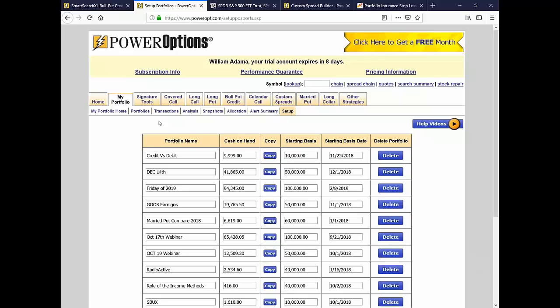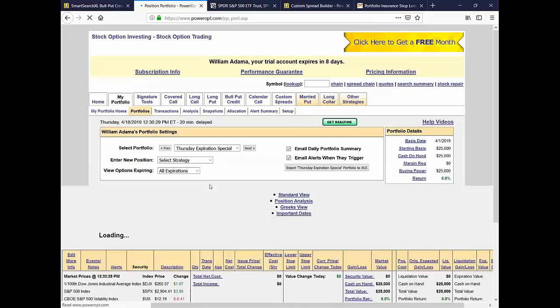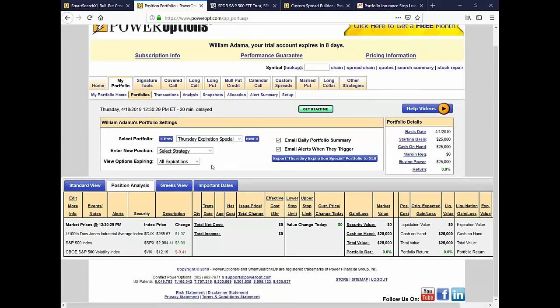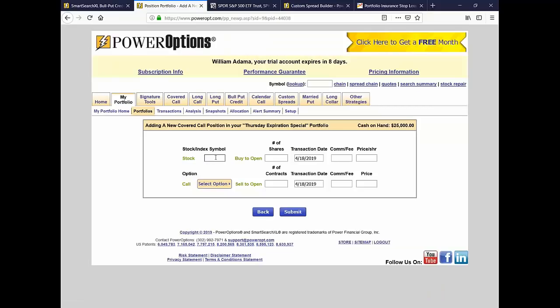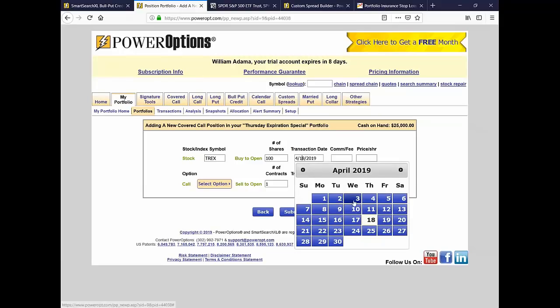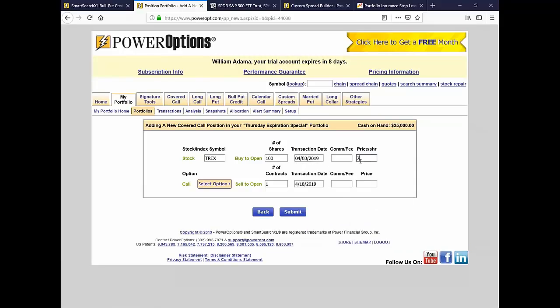We bought the stock at about 72, 73, and we sold an out-of-the-money 75 strike call for, let's say, 80 cents or so. So here's the portfolio. I'm just going to enter my new covered call from scratch. It's going to prompt me, just as your broker, well, what would you like to do? Well, I purchased Trex, 100 shares on or about April 3rd, and I paid $72.75.